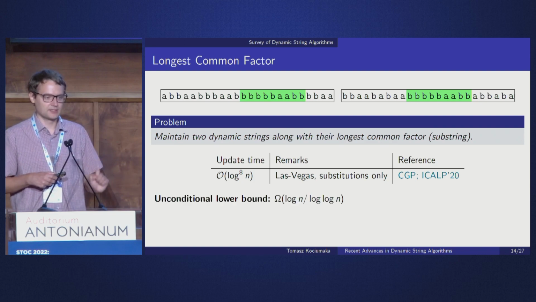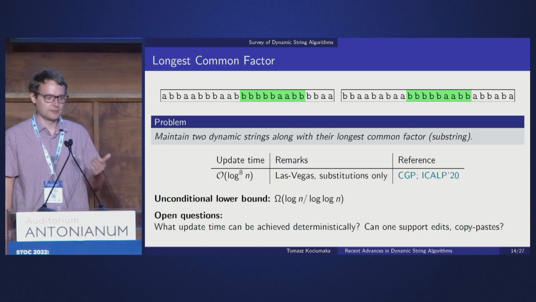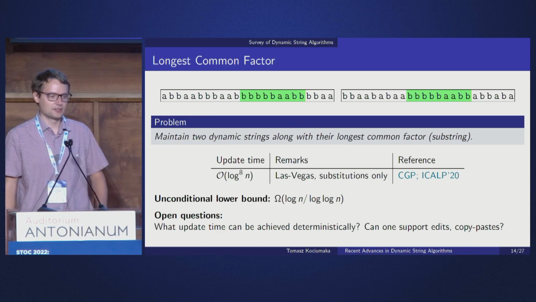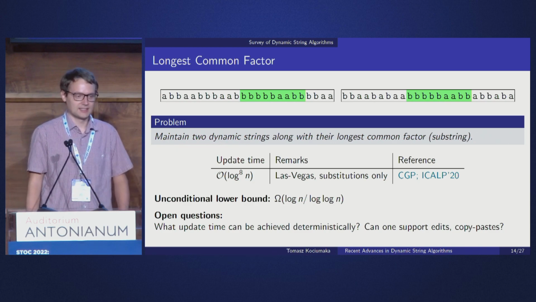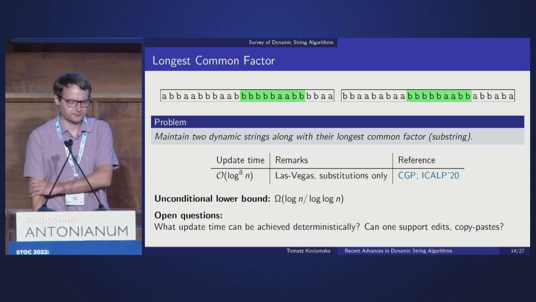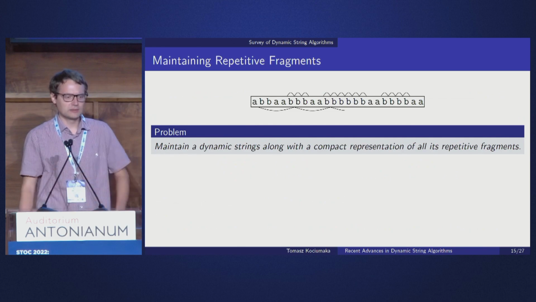There is some unconditional lower bound. And here we again have natural problems. Why just substitutions? Well, hopefully you can also support edits, or the log to the 8n time also doesn't look to be optimal. Another of these problems include maintaining something called repetitive fragments.